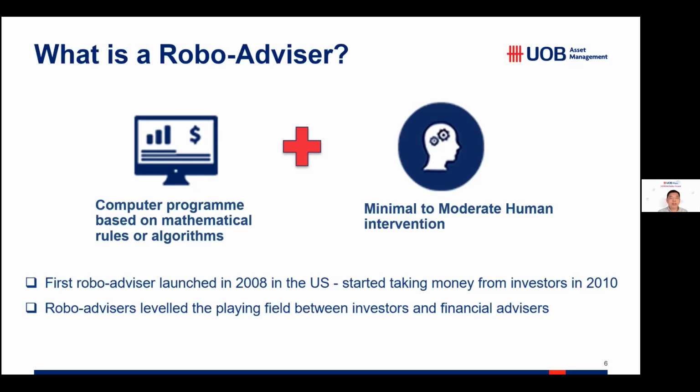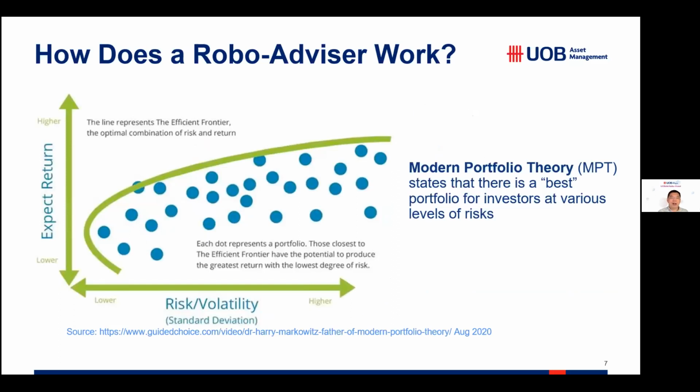Right? If I go to the next slide, the basic principle behind robo-advisors is really something called modern portfolio theory. A lot of robo-advisors will tell you that they are based on Nobel Prize winning technology. This is the Nobel Prize winning technology. Basically, this theory won a Nobel Prize in the 1960s, and basically it says this: there is a best portfolio for investors at various levels of risk. Okay, what do I mean, right?